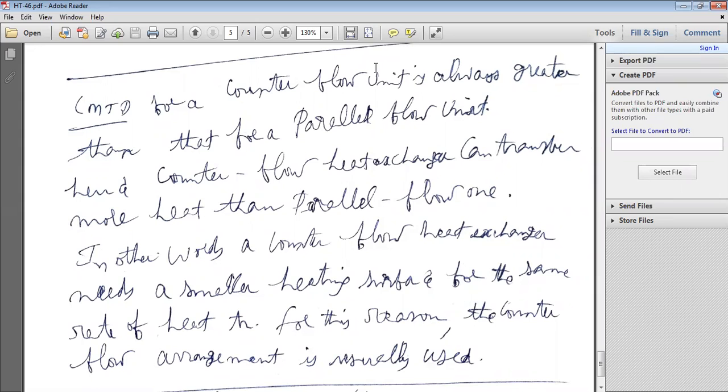You may get either of these two derivations in the final exam, either for the parallel flow heat exchanger or the counterflow heat exchanger. The log mean temperature difference of the parallel flow heat exchanger or the counterflow heat exchanger. You may get any one of these two derivations.